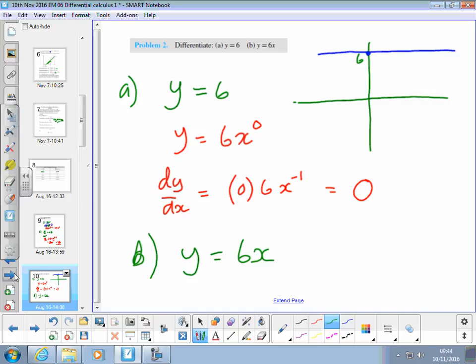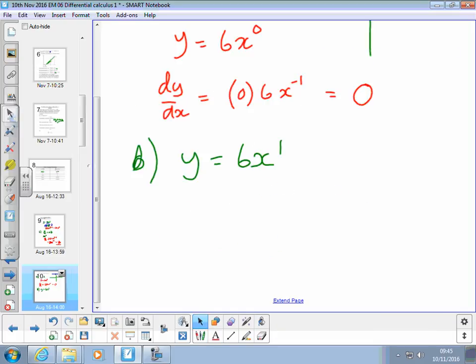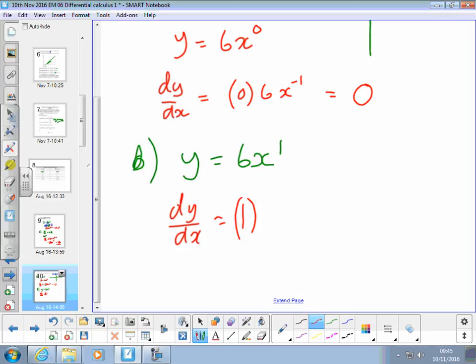What would be the indices applied to x there? It's implied. 6x to the power of 1. Therefore, if we differentiate that, dy by dx, we bring the 1 down, multiply, put the 6 in, x to the 1 minus 1, that equals 6 x to the naught, which is 6.